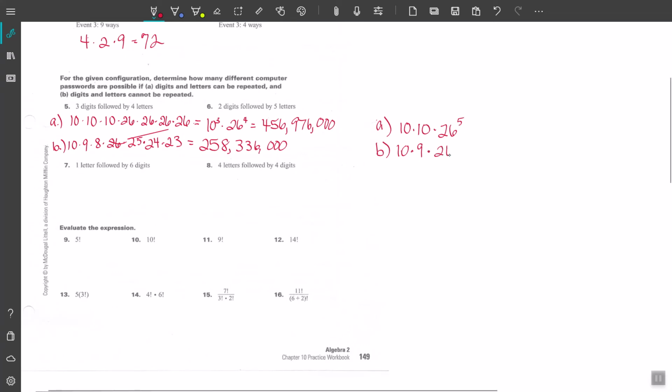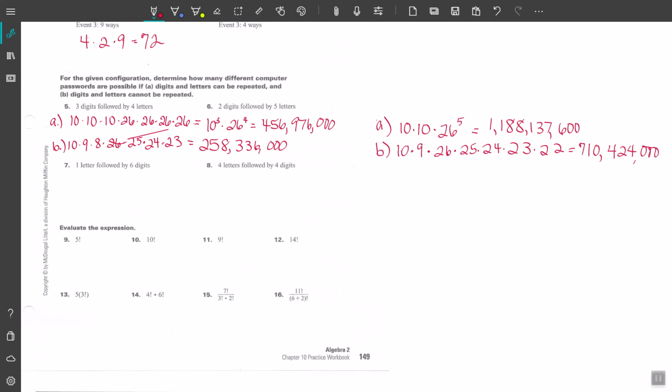This one, however, I'm going to have to say 26, then 25, then 24, then 23, and last we have 22 options. So letter A scenario with the repetition gives us over 1 billion password possibilities. Without the repetition, we end up with 710,000, a little over that.